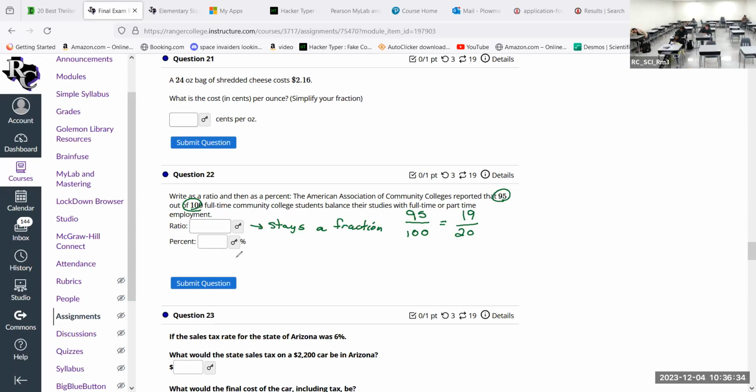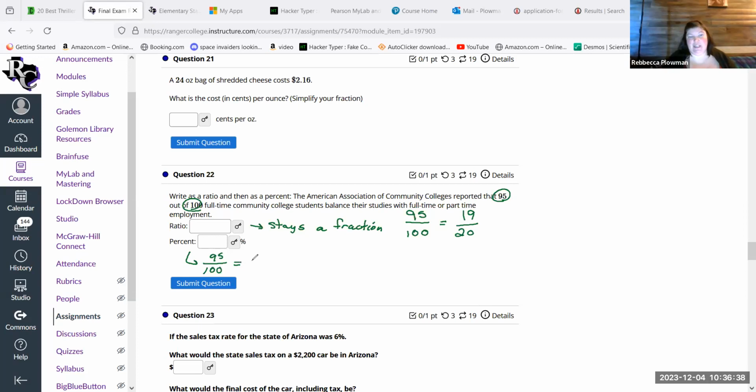Now, we already said we got this fraction of 95 over 100, so that tells me right there that it represents 95%. So like I said, there was a little bit of confusion on that one, and that's because when we write a ratio, we always write it as a fraction.